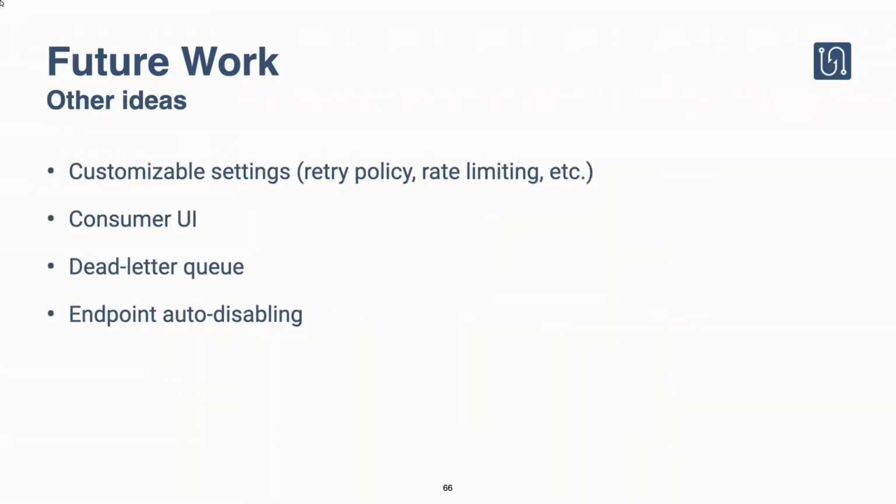Another few things we could add would be the ability to dynamically set and change settings like retry policy and rate limiting on a per consumer basis, a consumer UI that potentially allows them to view their own message history and do things like resend failed messages, a dead letter queue for efficient processing of messages that still, after the max number of retries, failed to be delivered to their consumer endpoint, and a feature that detects when a consumer endpoint has passed some threshold for successive failures and automatically removes that consumer's subscription from our service.